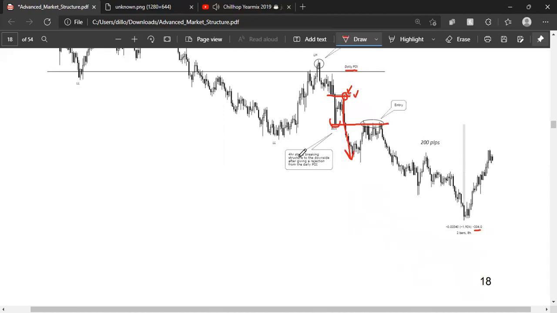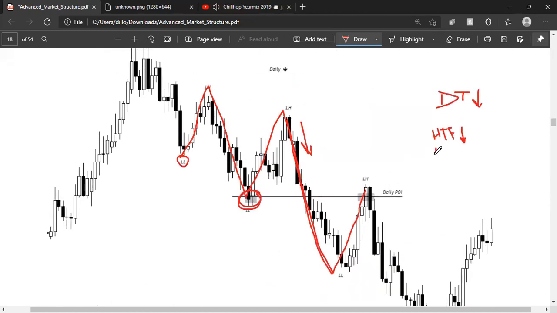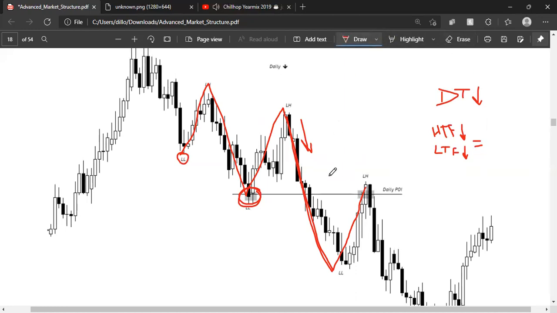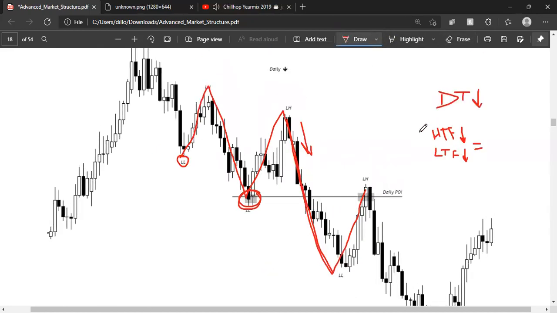So the 4-hour starts breaking structure to the downside after giving a rejection from the daily point of interest. So now we're trading in line with the higher time frame. Your lower time frame is now bearish, so these are equal. When your higher time frame and your lower time frame are equal, you know you're trading in the right direction.